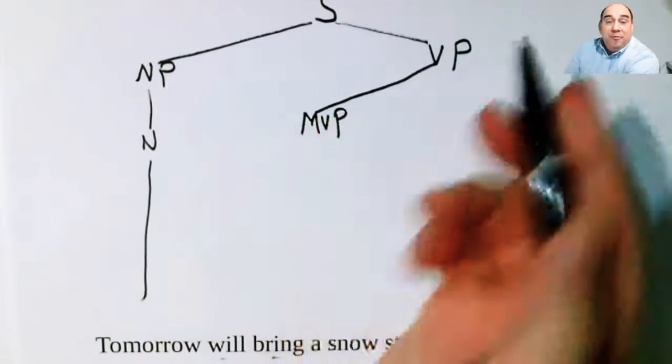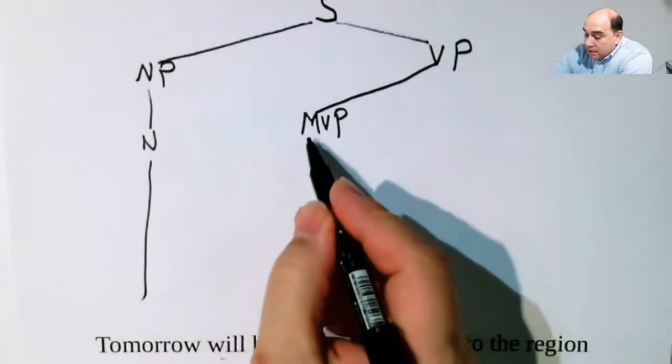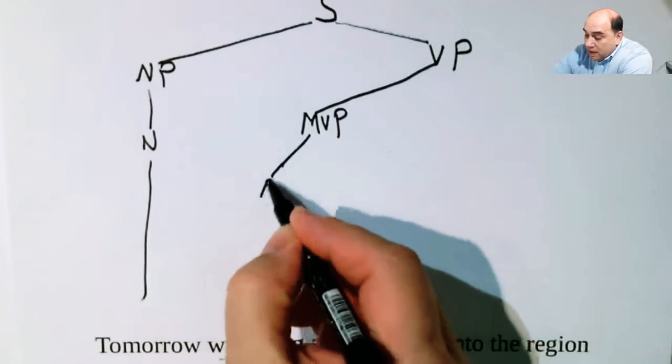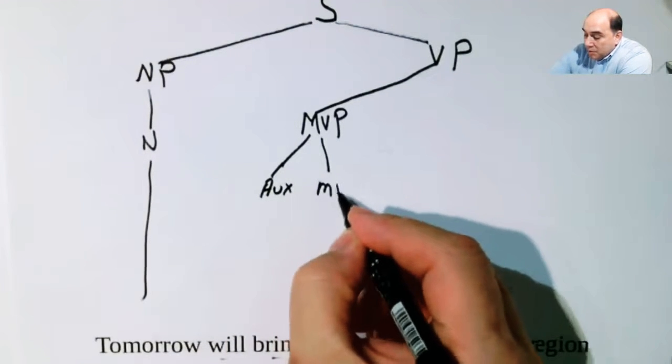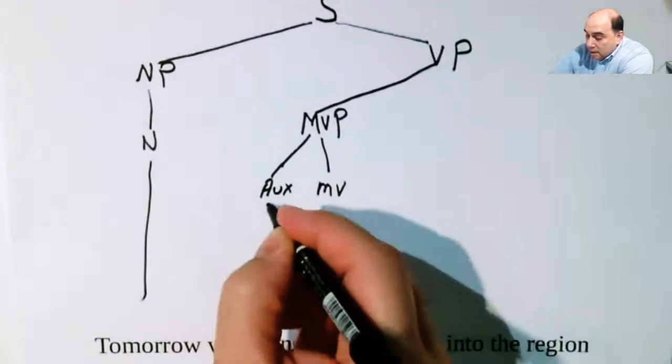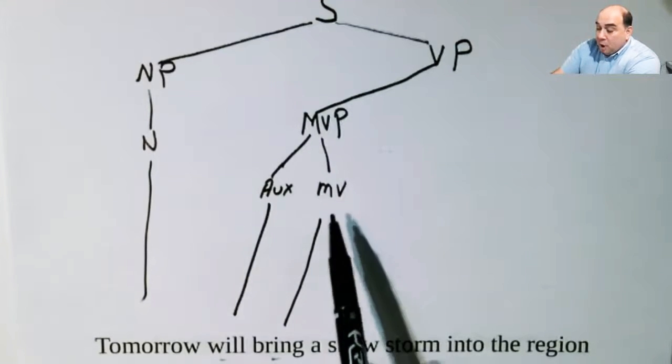Now, this main verb phrase actually has two parts. It's got an auxiliary, which we'll call an AUX, and we have your main verb. Main verb is bring. The auxiliary is will. Okay, so now we've broken down the verb. This is your standard construction. In the main verb, you're always going to have the main verb.